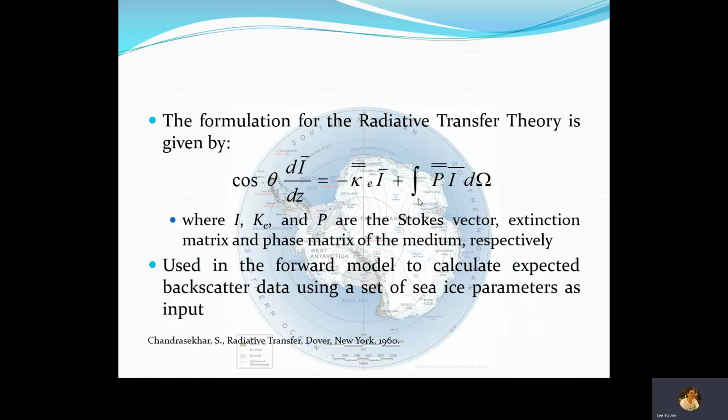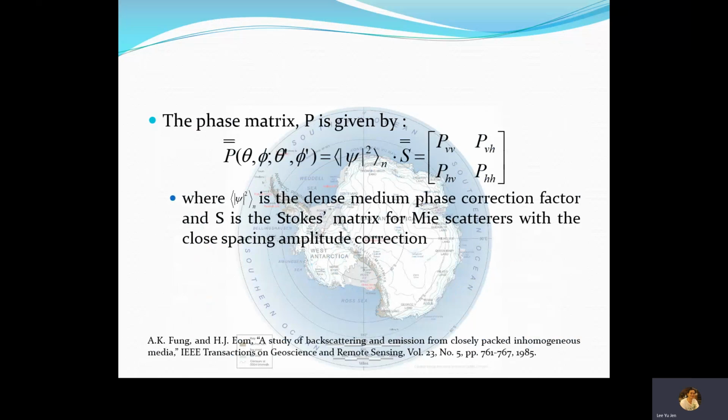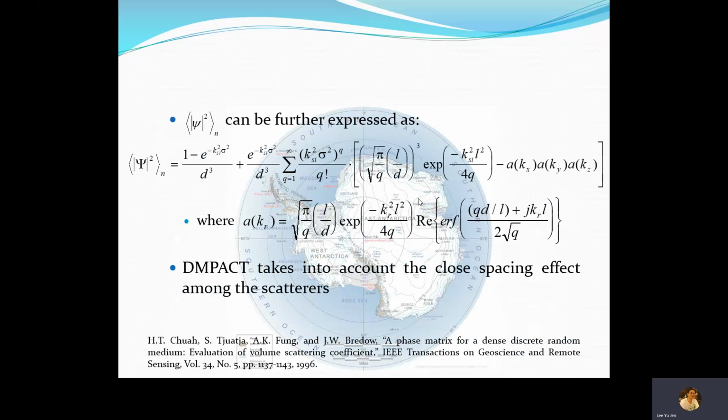So this is the formulation of the radiative transfer theory. And the improvement made here is in the phase matrix, where we apply the dense medium phase correction factor, to take into account the close spacing effect among the scatterers.